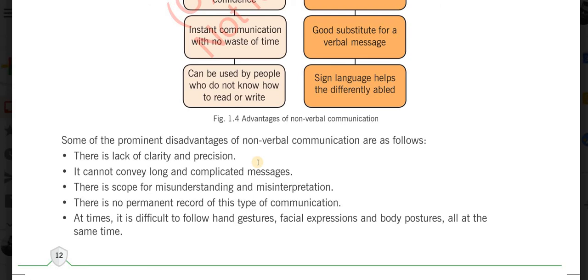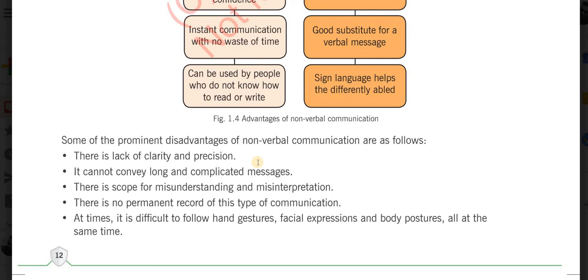The second one is that it cannot convey long and complicated messages. It is very short communication that you can make through non-verbal means, not long or complicated messages. There is also scope for misunderstanding and misinterpretation. I have already told you about that. At times it is difficult to follow hand gestures, facial expressions and body postures all at the same time.